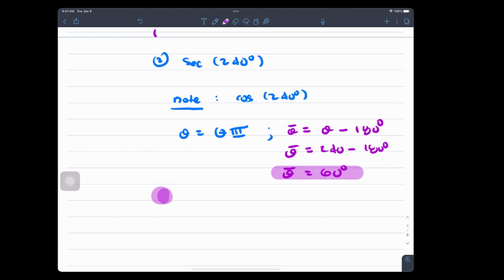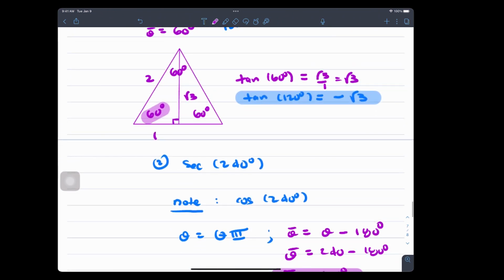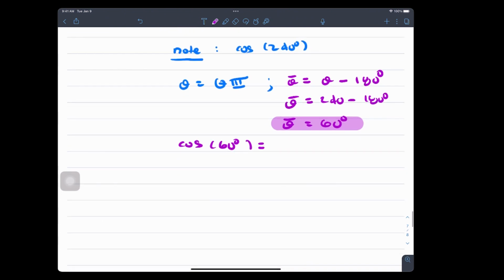So all I need to know now, since my reference angle is 60, is what's cosine of 60 degrees? I think I have that special triangle still up there. Look at that. What's cosine 60? What's the definition? Anybody know the definition of cosine of 60? Isn't it adjacent over hypotenuse? So what's it going to be? 1/2? Okay.